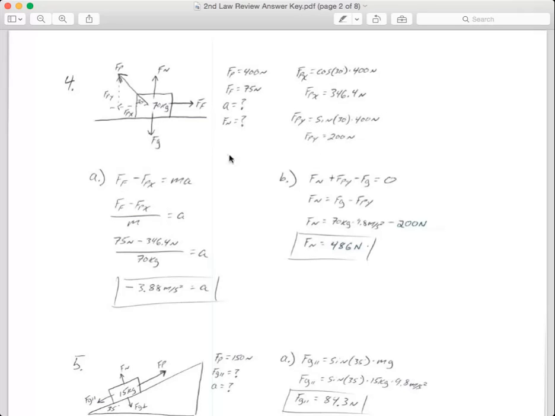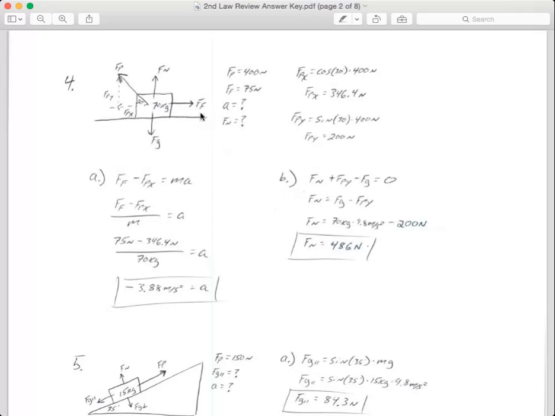Now I can do part A. Part A says, what is the acceleration of this thing? Well, I know it's going to be accelerating to the left, because that's the way I'm pulling it. So my force to the right is force of friction. Force to the left is my force of pull in the X direction. So friction minus force of pull in the X equals ma. Solving for a, I just divide by mass, and I can plug in my numbers. Friction was given at 75. The force of pull in the X, we found that earlier, 346.4 newtons, and the mass is 70 kilograms. Divide it all, and I get negative 3.88 meters per second squared for the acceleration. The negative just means that it's going to the left.